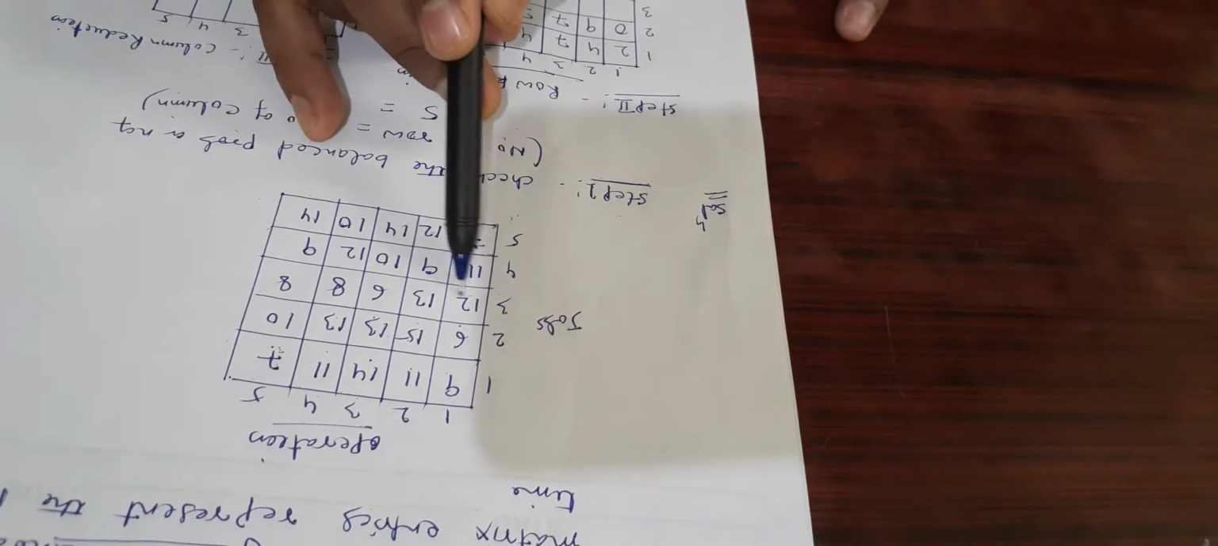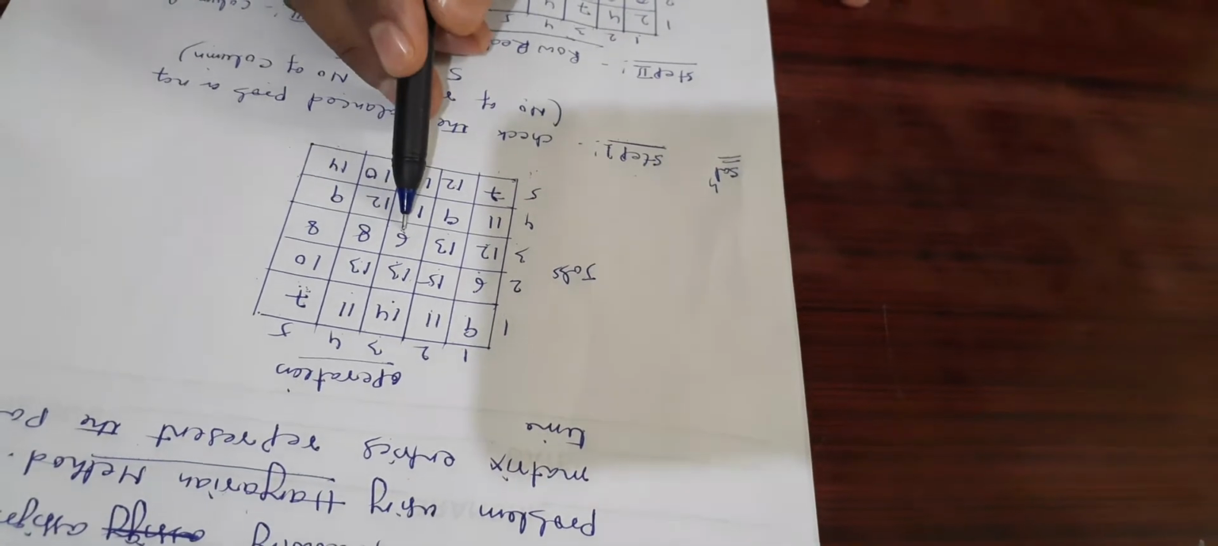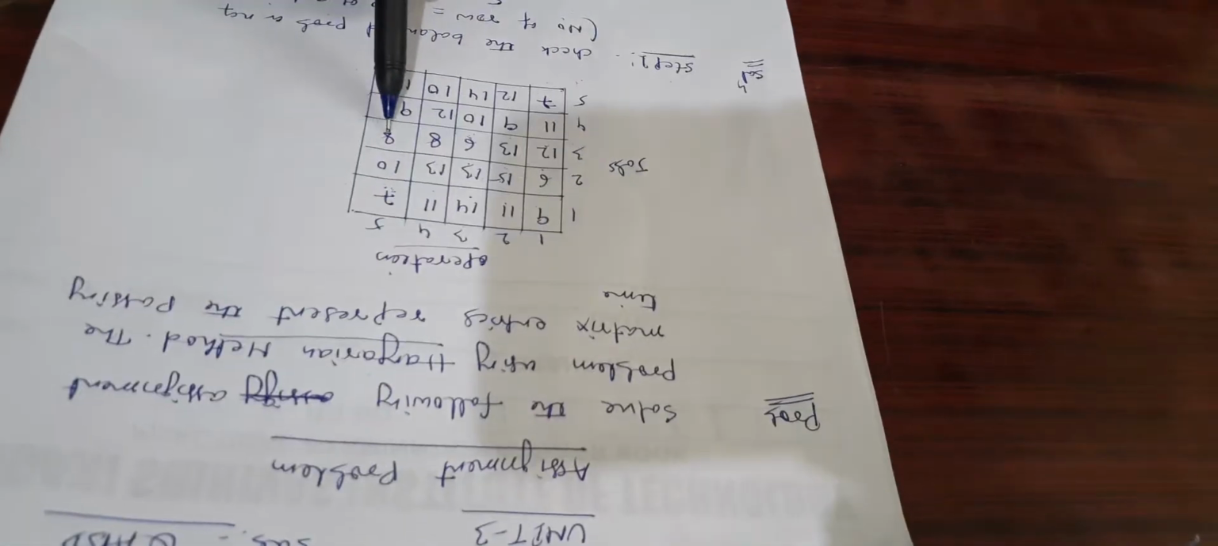Now the third row, the least value is 6. So 12 minus 6 is 6. And 13 minus 6 is 7. And 6 minus 6 is 0. And next, 8 minus 6 is 2. And next, 8 minus 6 is 2.